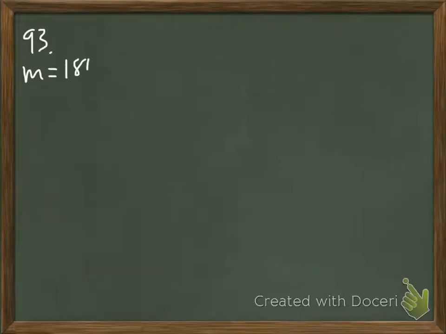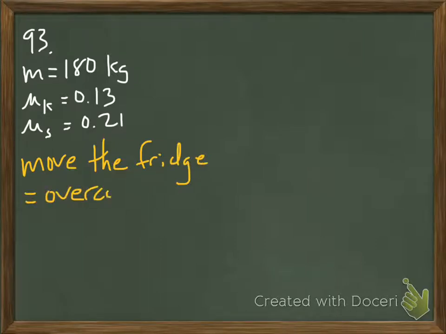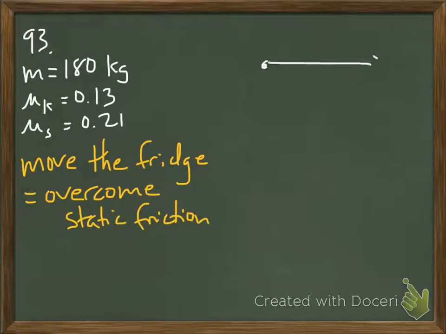Number 93, we are trying to move a refrigerator. We're given the mass, we're given the coefficient of kinetic friction, we're also given the coefficient of static friction. In order to move a refrigerator that is at rest, that means you are overcoming the force of static friction. The word static means still. So we can ignore kinetic friction in this problem, because we're trying to move a refrigerator that is at rest, which means we must overcome the force of static friction. So in order to move the fridge, the force that you are applying must equal the force of static friction.